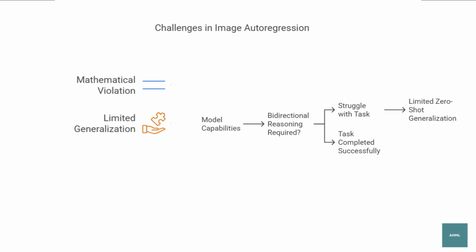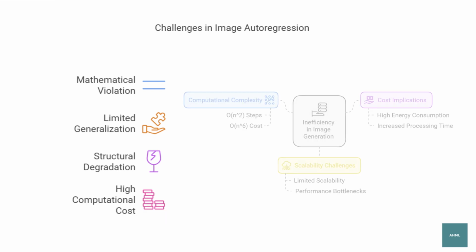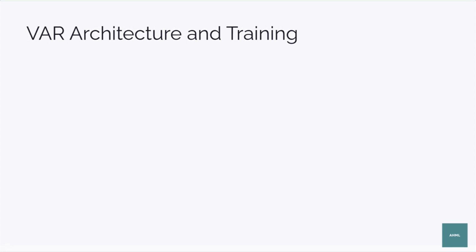Third is the structural degradation. Flattening image grids from 2D into 1D disrupts spatial relationships, weakening local correlations. Lastly, the traditional models require O of n squared steps and O of n to the sixth computational cost, making it computationally expensive for larger images. So, what does VAR do differently?